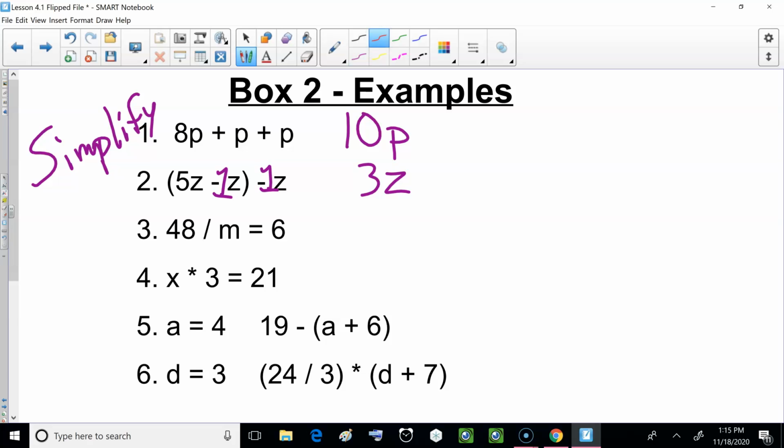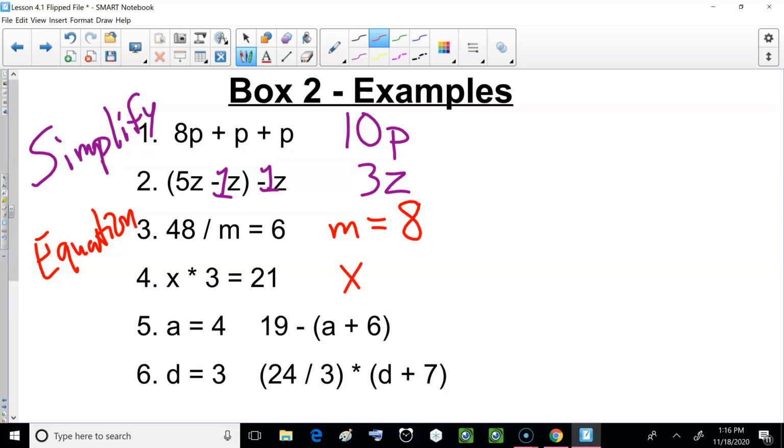The next ones, now we need to solve these. It's kind of like equations that we need to solve. So we have equations right here. 48 divided by m equals 6. What does m equal? Well, if we know a division problem, the inverse operation would be multiply. So 6 times what gives us 48? That would be 8. So our m would equal 8 in this equation.